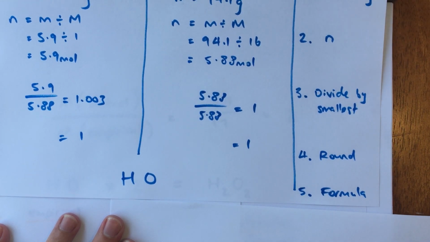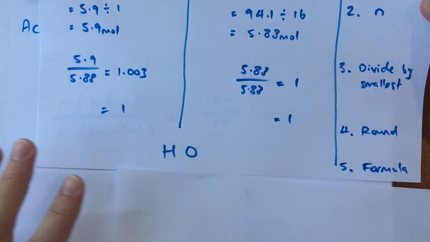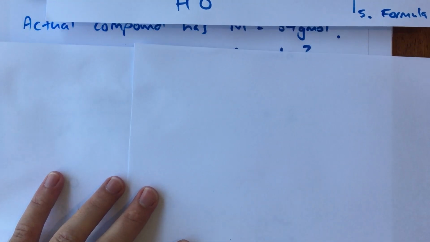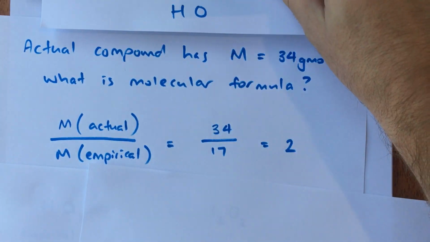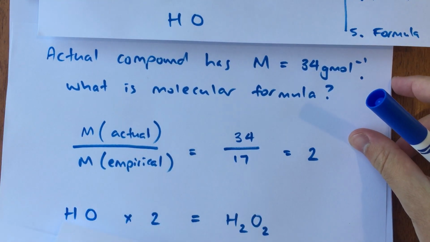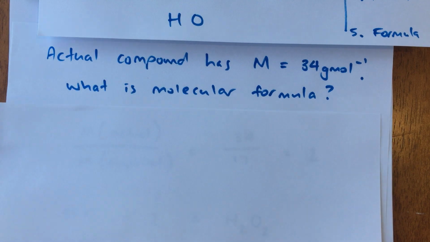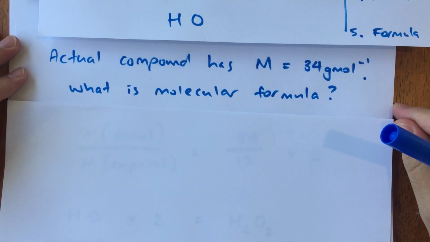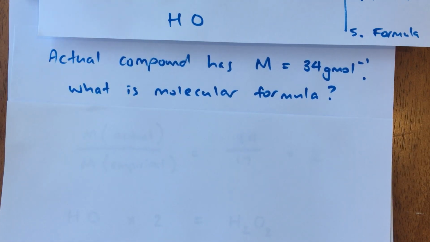And now we're going to get from empirical formula to molecular formula. So let's have a look at a continued example here. So we've just worked out that our empirical formula is HO. So I'll write that up the top there. And now I've been given some further detail. The actual compound that I had the percentage composition of at the start has a molar mass of 34 grams per mole. Now I want to know, what is its actual molecular formula?